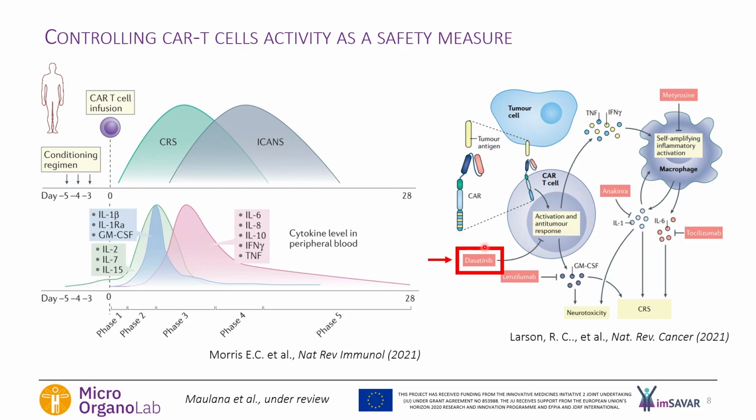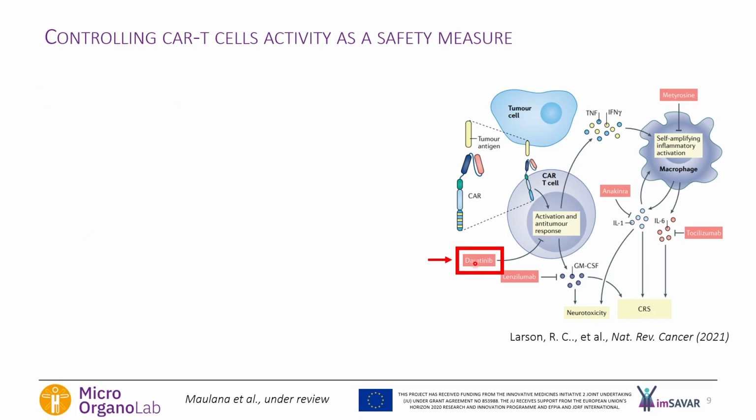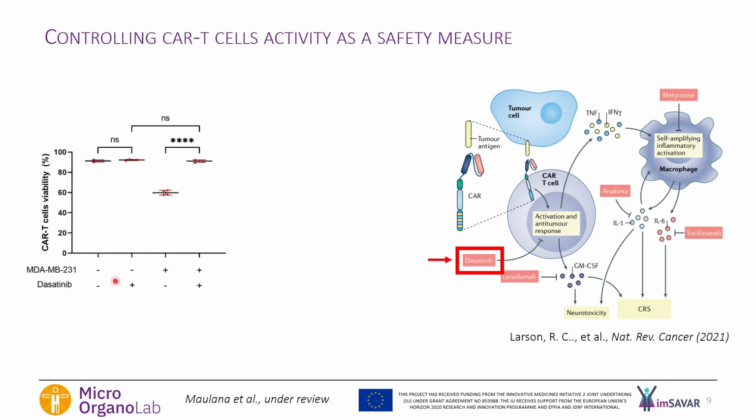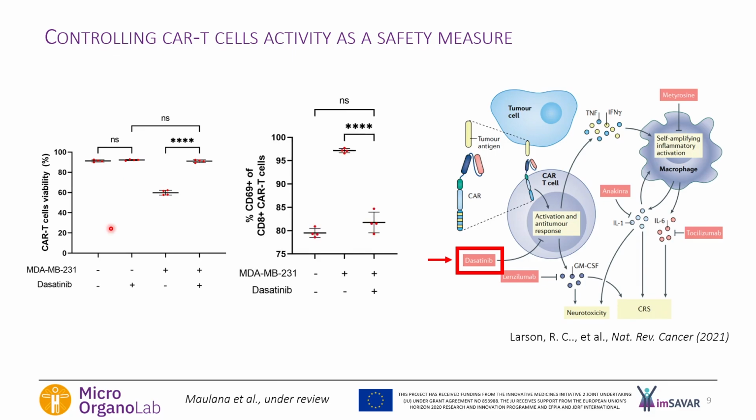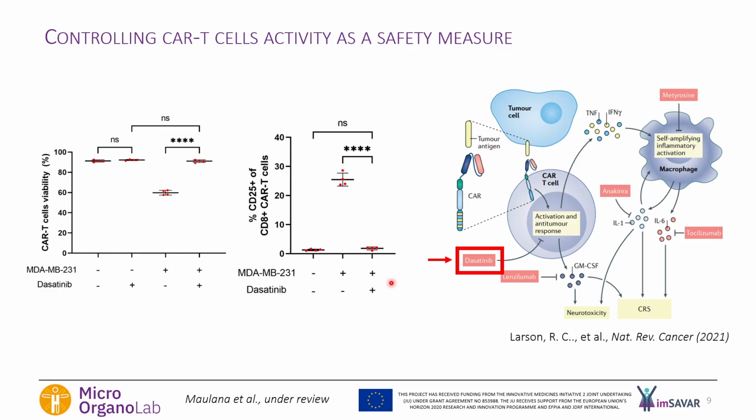So we would like to check whether we could use this to manage the inflammatory cytokine response, right? So first we tested whether or not this will impact the viability of the CAR T cells, which is not the case. And then we also checked whether or not it could really deactivate the CAR T cells. Here, for example, is shown the expression of CD69, which is the early activation marker of the CAR T cells. We could see that the MDA-MB-231, which is the target cells, actually upregulate this expression, and we can bring it back to its baseline level by applying dasatinib, and this is also true for the late activation marker CD25.